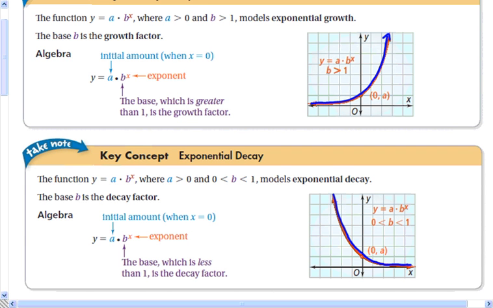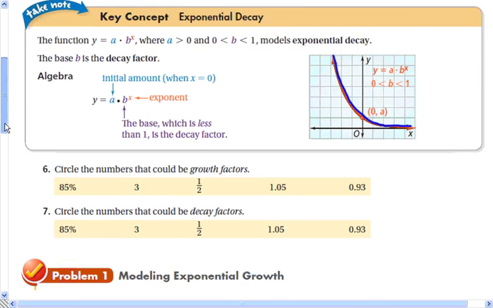You can tell a growth function by its equation if the base is greater than 1. And you can tell a decay function if the base is less than 1. Now remember that earlier we defined exponential as b had to be not equal to 1 and greater than 0. And then a is our initial amount. That can't equal 0, must be greater than 0. And these are what the graphs look like.